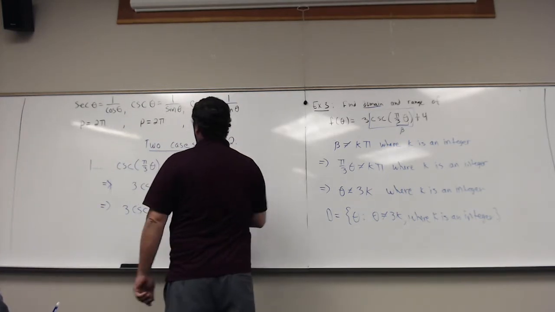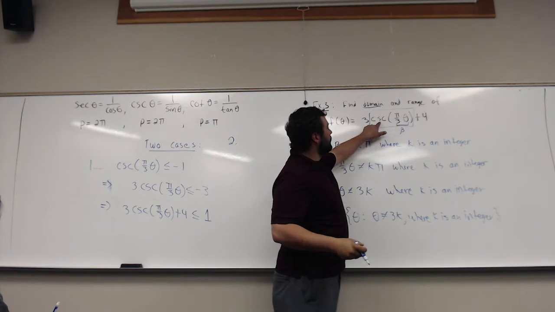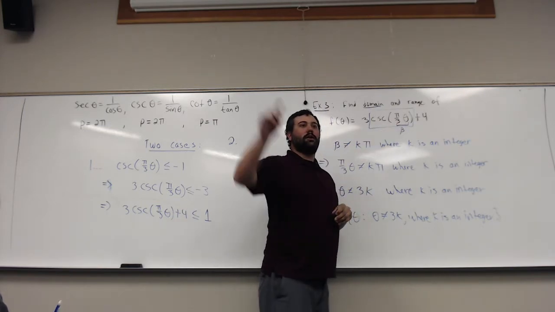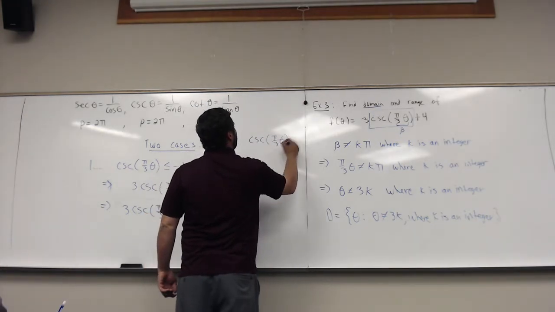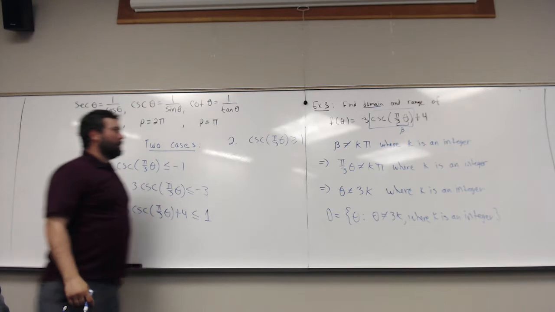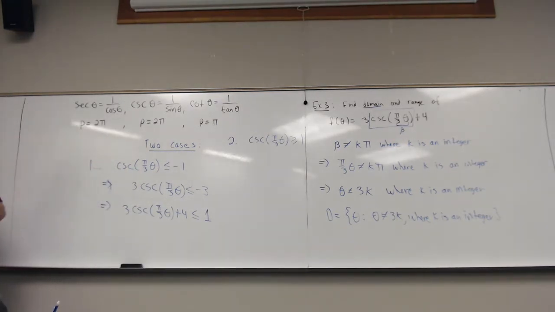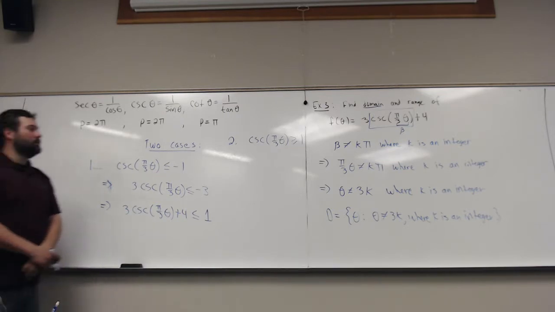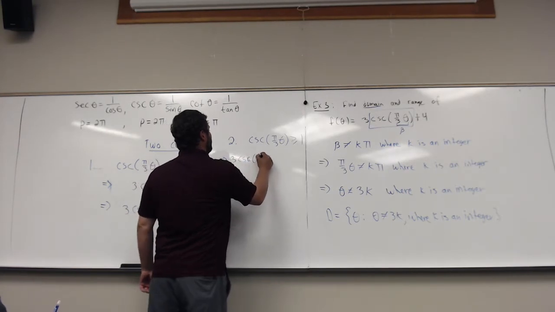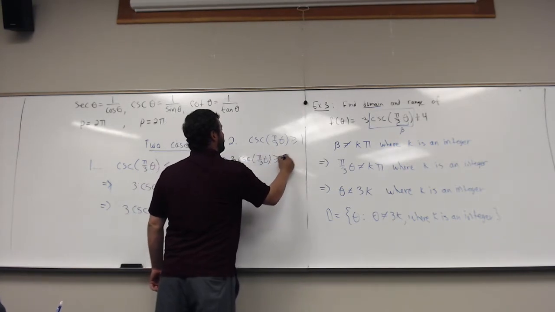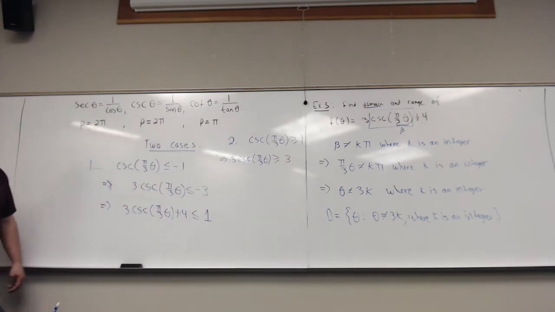And then the second possibility is cosecant of some angle could also be greater than or equal to +1. So start with that. Cosecant pi/3 theta. Okay, the other piece of the range is the outputs are greater than or equal to 1. And then I'll multiply both sides by 3, and then I'll add 4 to both sides. So that'll imply 3 cosecant pi/3 theta is greater than or equal to +3.